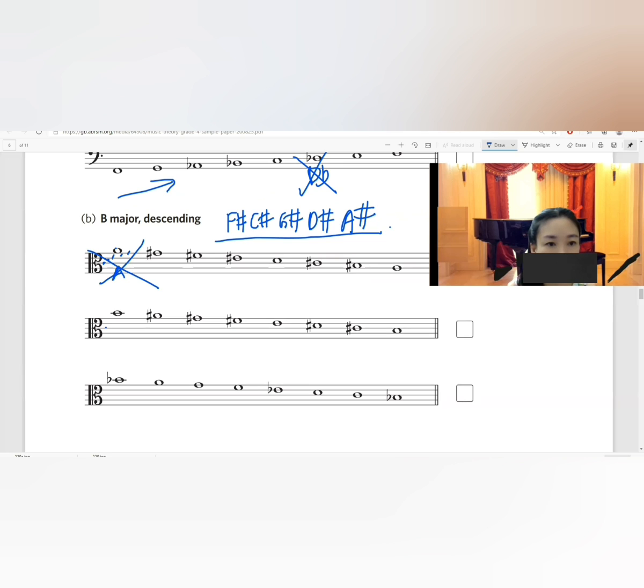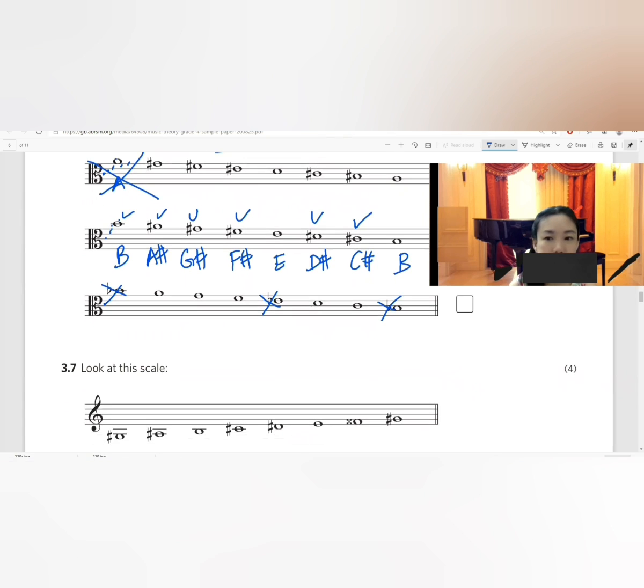So C, D, E, F, G, A, B. This is a B. After B is A sharp. Yes, A has a sharp, so this is correct. Then G sharp, correct. F sharp, correct. E, no sharp. D has a sharp, correct. C sharp, yes. And then B. So this is the correct answer. The next one is wrong because they are flats. B major shouldn't have flats. So we don't take the last. So we found the answer for this.